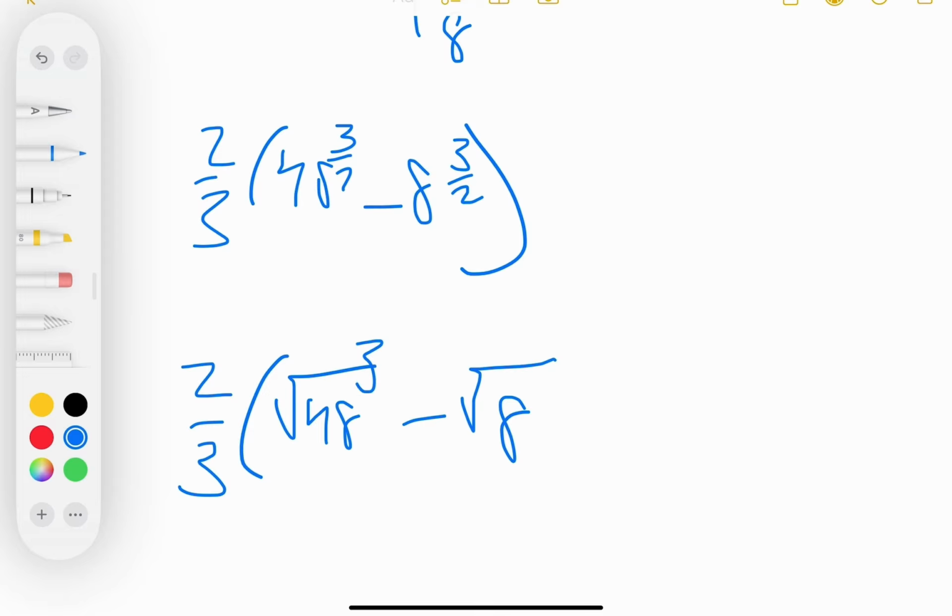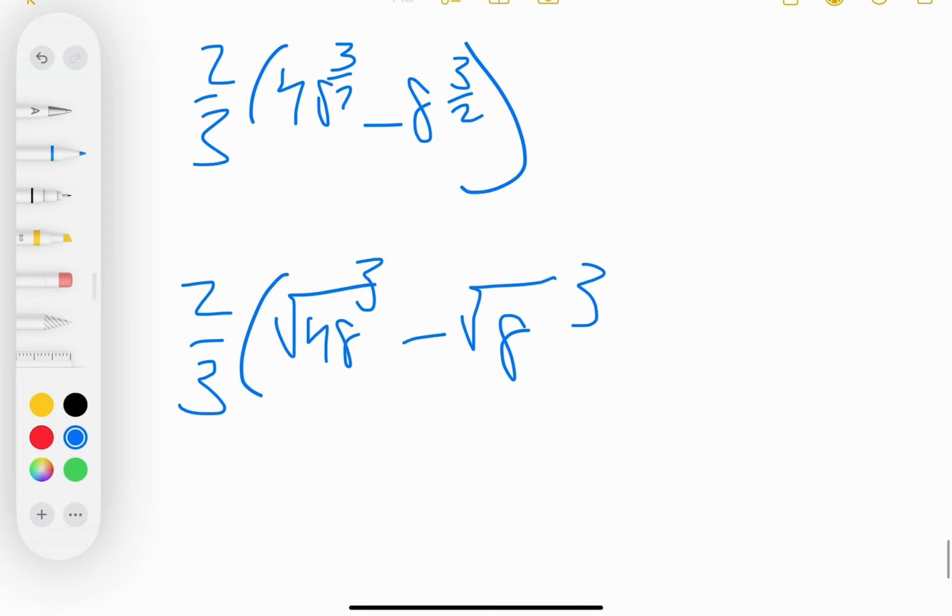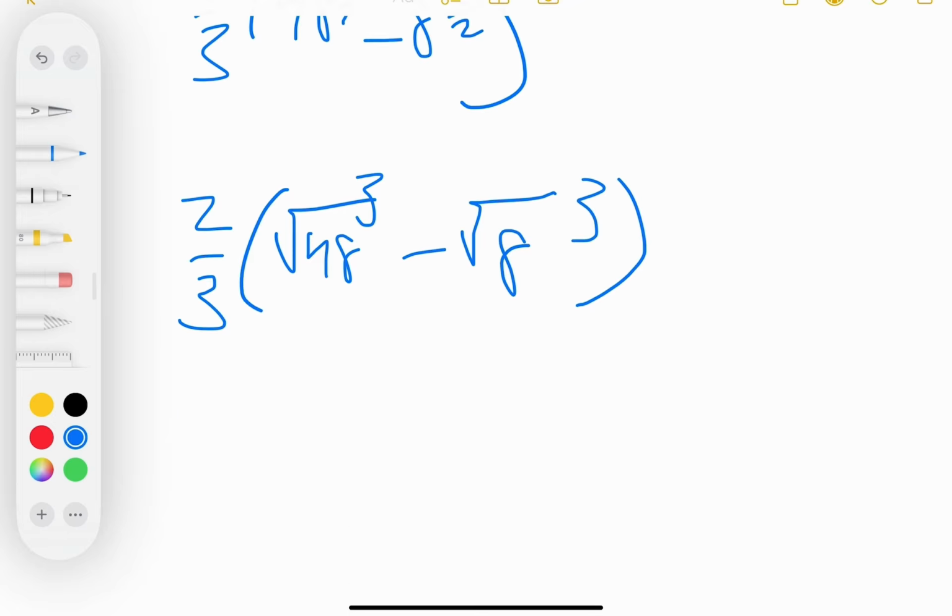Don't forget the parentheses, please. All of that is just going to equal, honestly, you can leave it like this, or you can plug in the decimal. Either way, the steps are correct. If you want to go more in depth, you can, but you can just leave it like this.